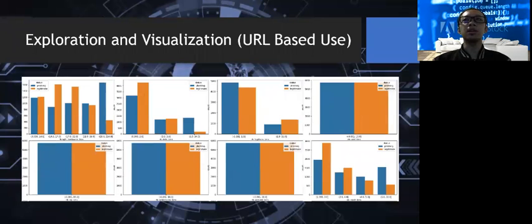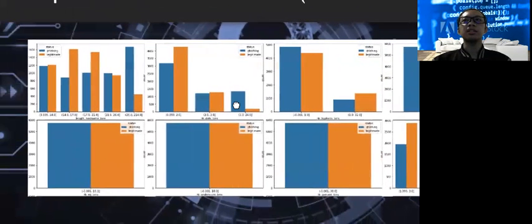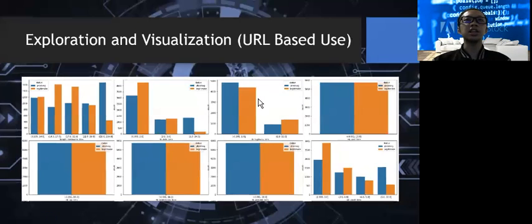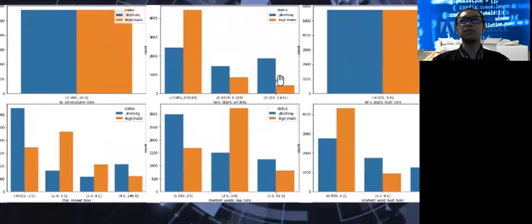Observation: from this graph, if the plain host name is greater than 21, then there is a large possibility it's a phishing site.